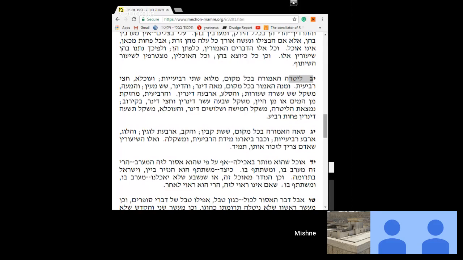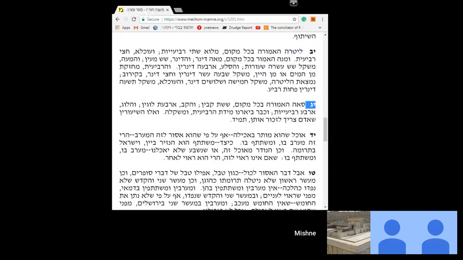Halakha Yud Gimel continues on explaining the measurements. Se'ah ha'amura bechol makom sheshet kabin. Anywhere where it says se'ah, it's talking about sheshet kabin. A kav, ve'akav arba'at login, and a kav is 4 login. Okay, a log is 296 cubic centimeters. We'll see here. Ve'halog arba'a revi'iyot. So we said revi'it is 74 cubic centimeters.